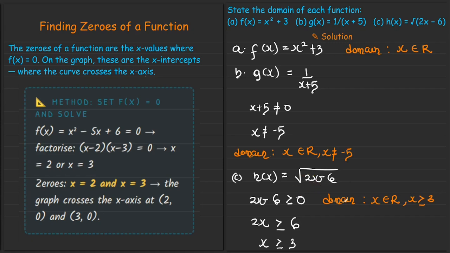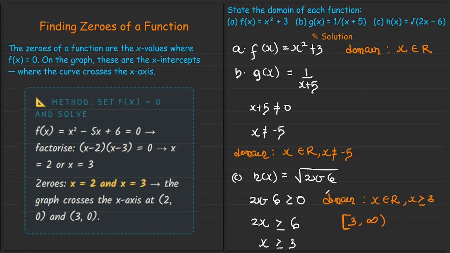Apart from writing it this way, we can also use the interval notation. So we know it starts from 3 all the way to infinity. So you put a square bracket here to indicate that 3 forms part of it. You see, now since infinity has no limit, we just bring this over here. This is another way you can write your domain.